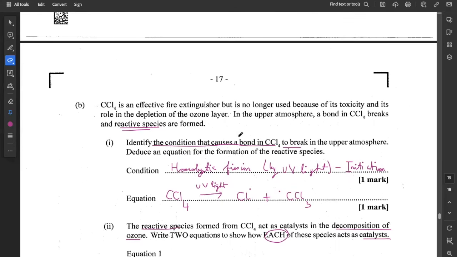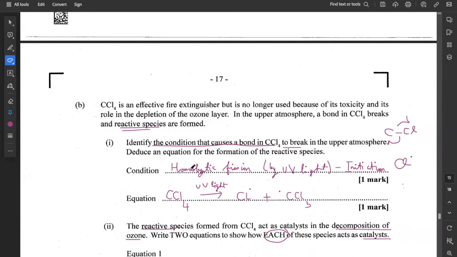So in the upper atmosphere, we have UV light, right? So what's going to happen is that when the UV light strikes the CCl4 molecule, it's going to break one of those C-Cl bonds. It can do that very easily. When it breaks one of these C-Cl bonds, it's going to break in a homolytic fashion. So it's a half hook where one electron goes here and one goes here for one of those bonds. And so we're going to have a chlorine radical being formed.